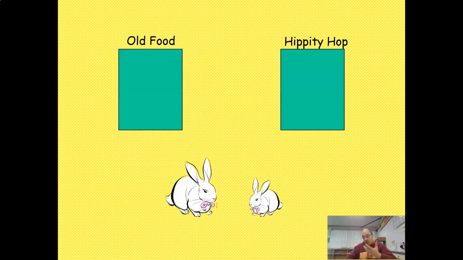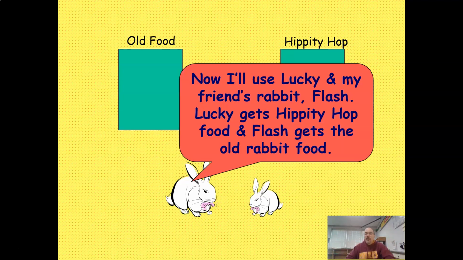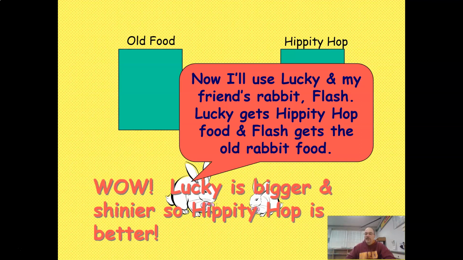All right, so with the hippity hop, we're going to have the old food and we're going to have the hippity hop food. All right. Now I use Lucky and my friend's rabbit, Flash. Lucky gets hippity hop food and Flash gets the old food. Wow. Lucky is bigger and shinier, so hippity hop is better.